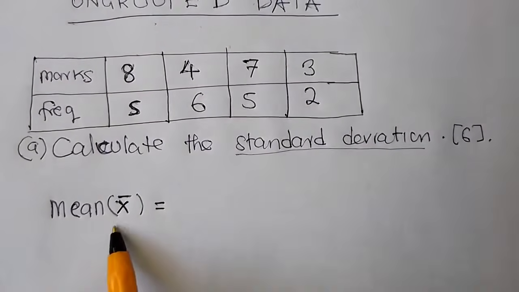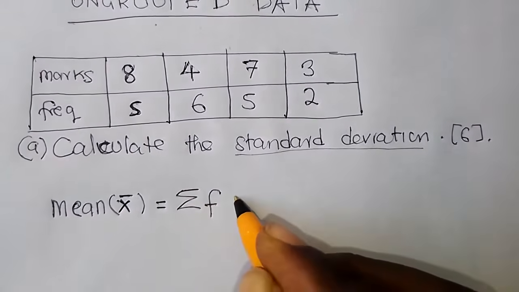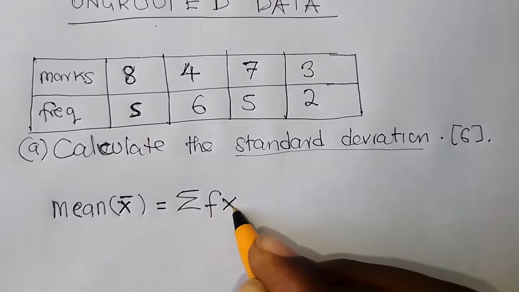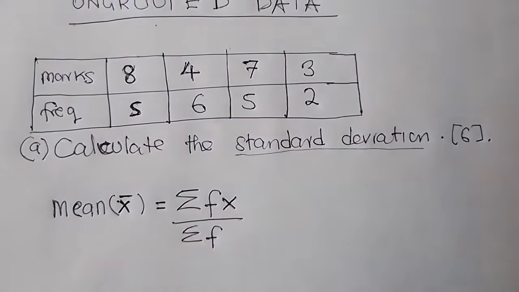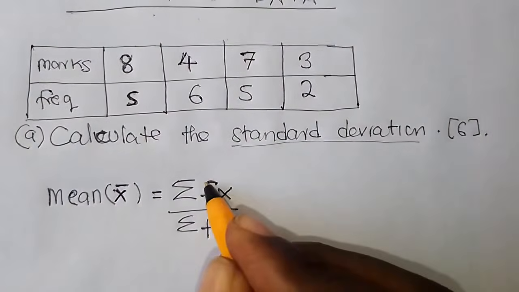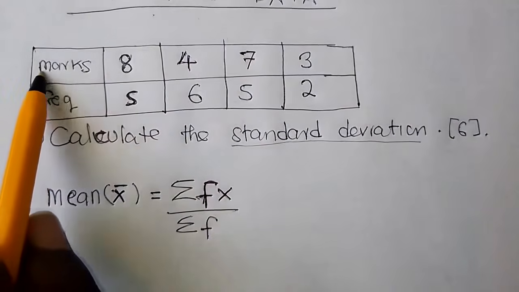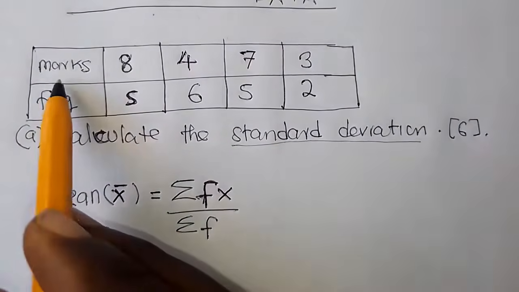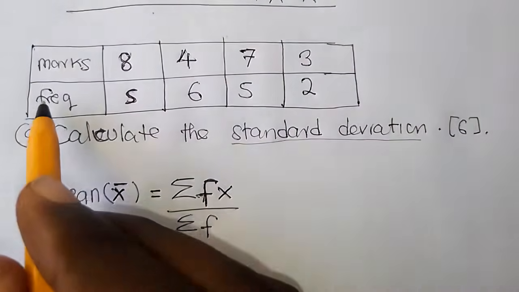The mean formula is the summation of frequency multiplied by x, over the summation of total frequency. This is the formula that you need to know, where f is the frequency. Where is the frequency here? When a table is like this, even if they haven't indicated it, the frequency is down here.